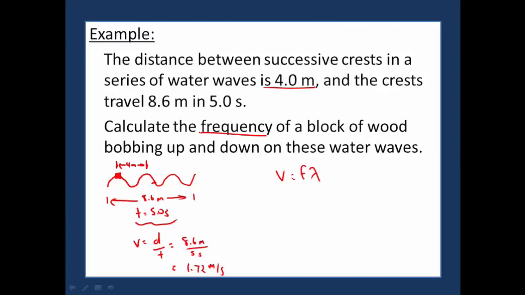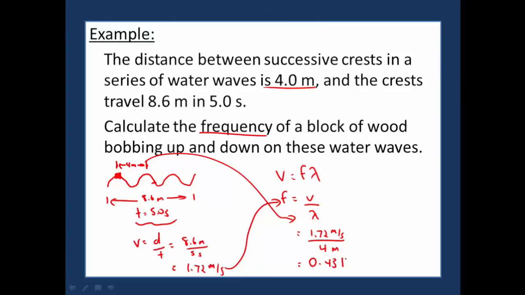We're trying to find the frequency, so let's solve for f. f equals v over lambda. Now we can plug in this velocity. We already know the wavelength. So 1.72 meters per second divided by 4 meters is going to give us a final frequency of 0.43 hertz. So there we have it.